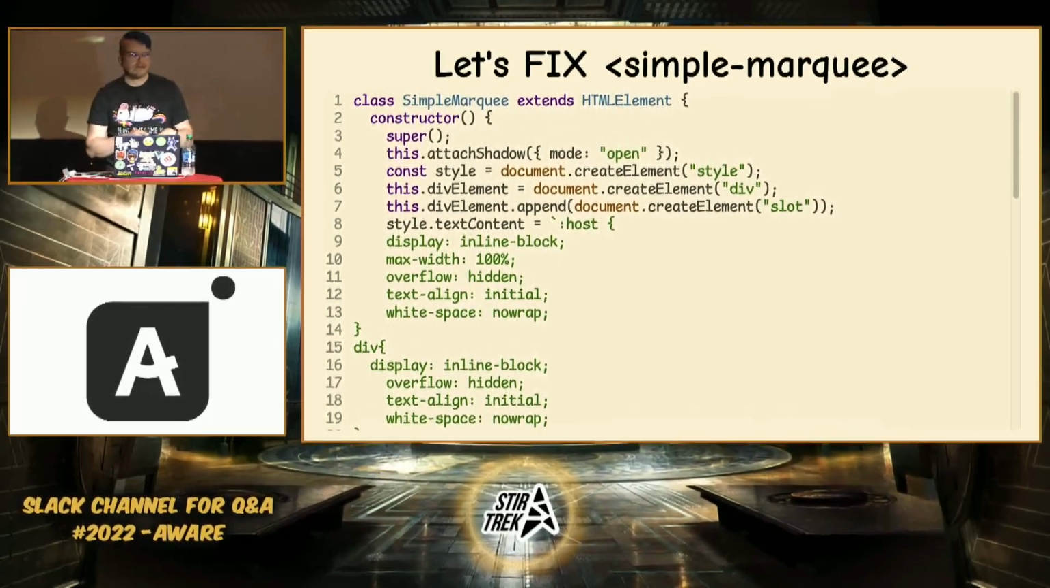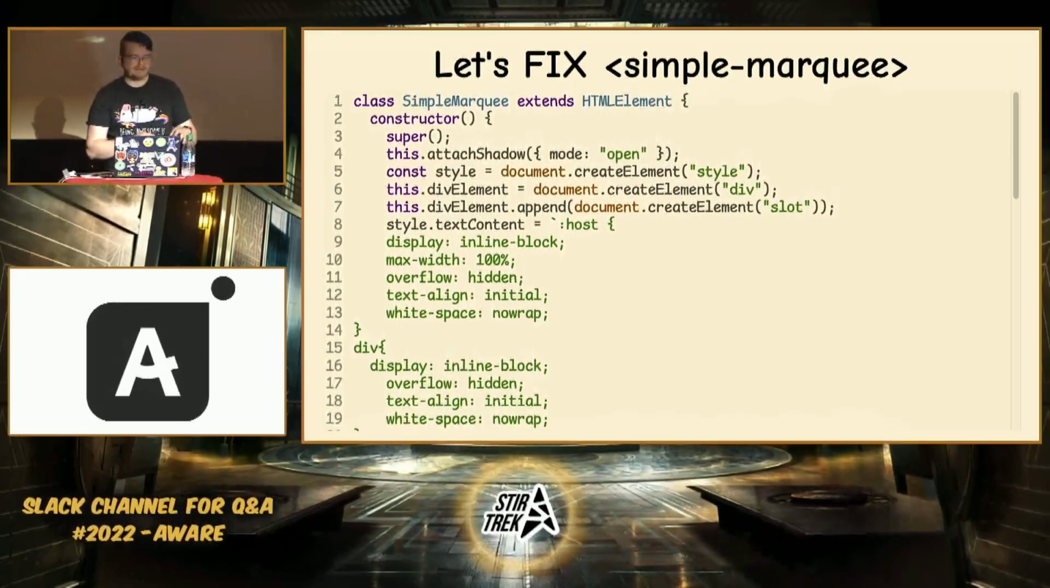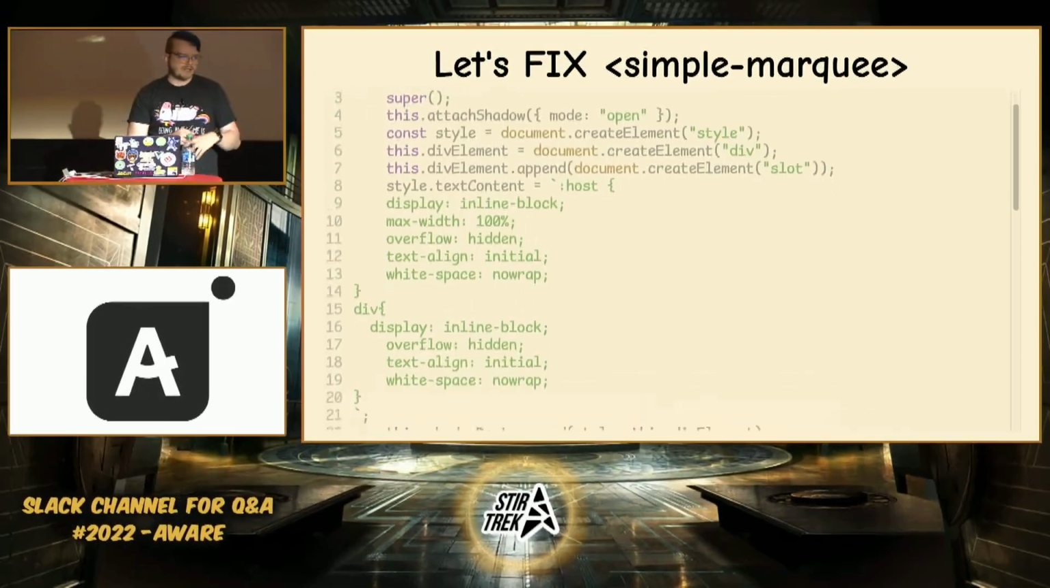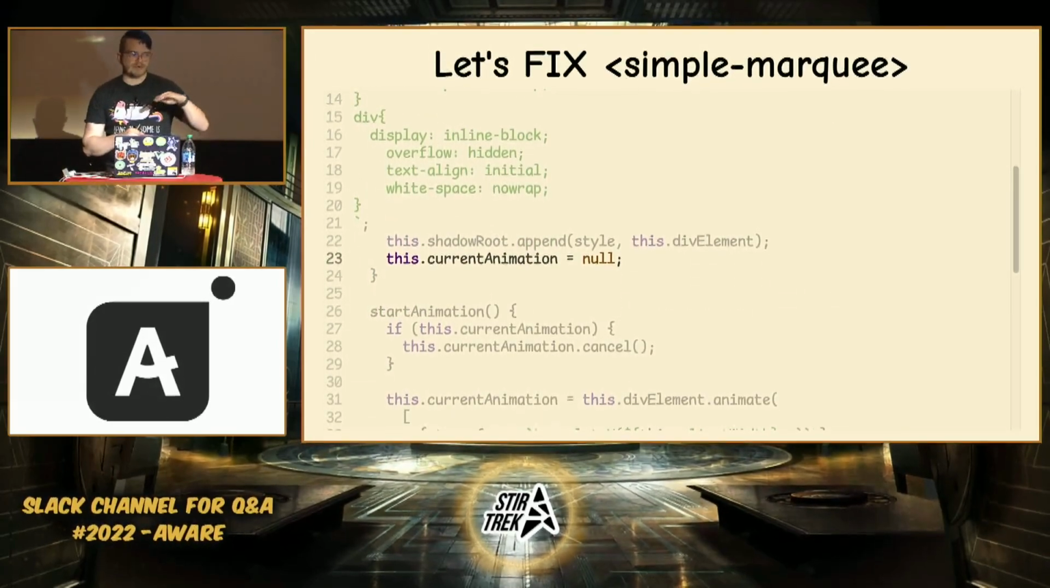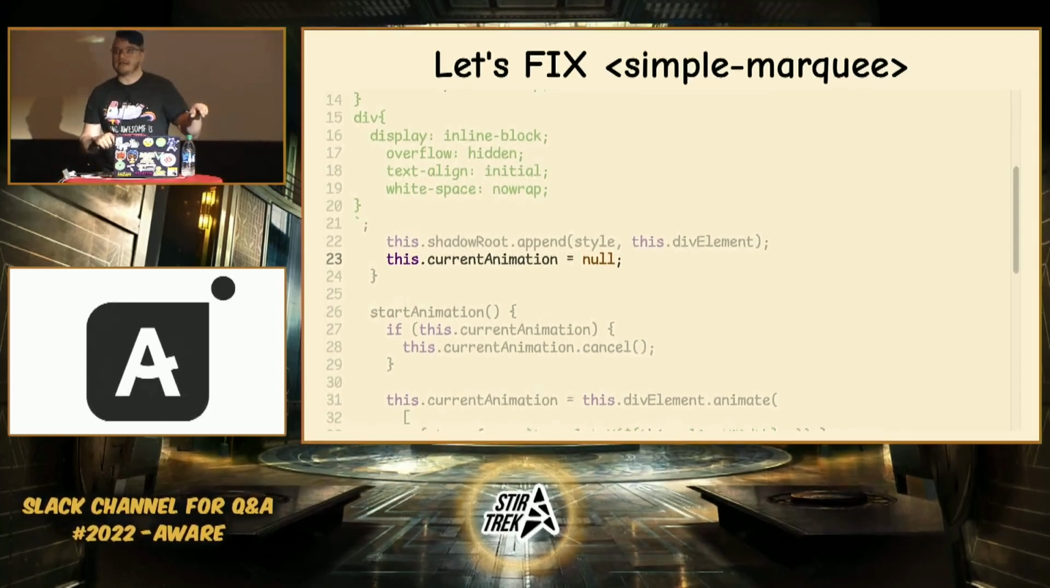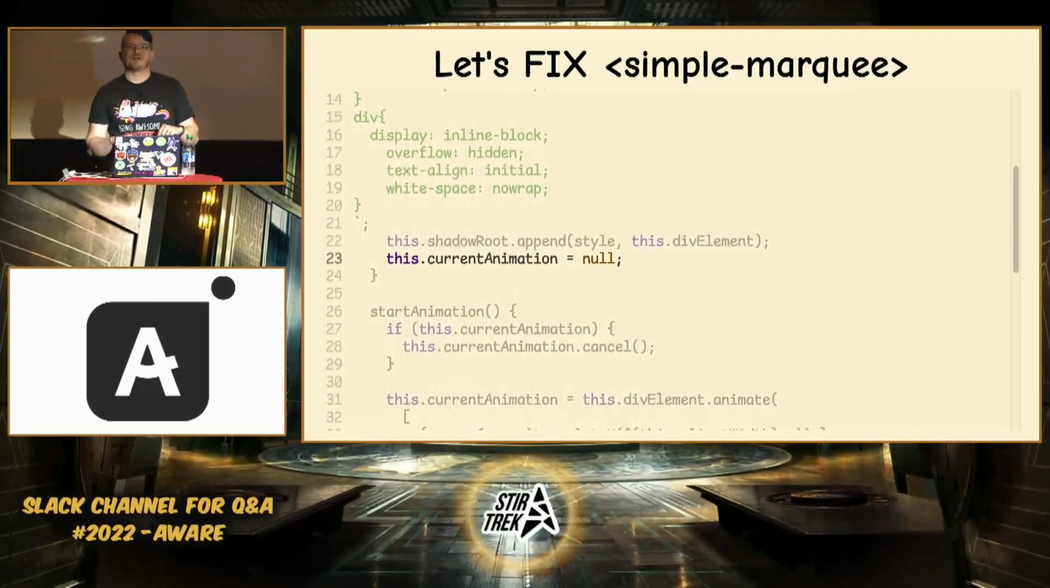So this starts off very similarly to what we've already seen. We have the first part with all of our styles and everything like that. We do everything up to where I made the animation, all the way down to where we append everything to the shadow root. Previously, I had created an animation here. Instead, I'm going to create a new property called current animation equals null. This is a way for us to track if we have an animation currently.